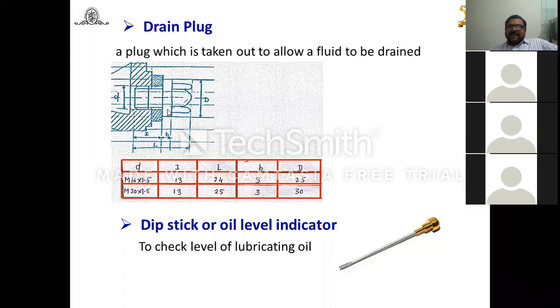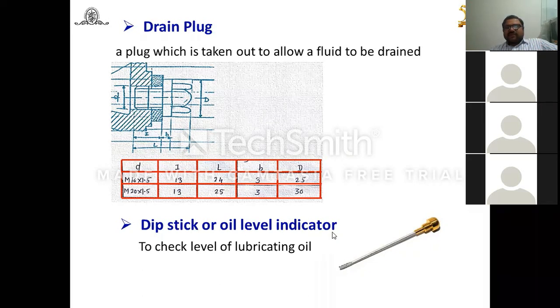Then another thing, a drain plug to remove the oil. To insert the oil in the gearbox, there should be an opening, an oil opening. Again, you can use a bolt arrangement at the top to put the oil in the casing, along with the drain plug, an oil input plug, or you can say the bolt.